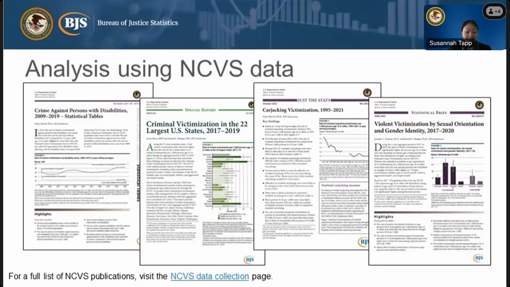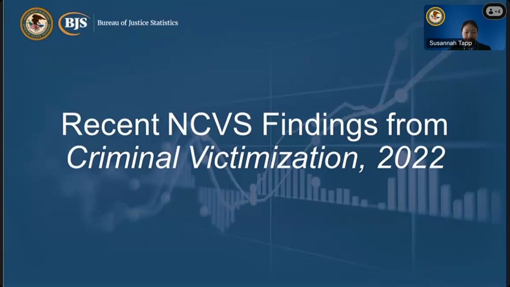BJS publishes a number of reports using data from the NCVS and also the supplement that you can check out on the NCVS data collection page. There's a full list of the reports that have come out. Now I'm going to talk briefly about some recent findings from one of our reports, Victimization 2022, which I co-authored with Lexi Thompson, who you will hear from shortly.